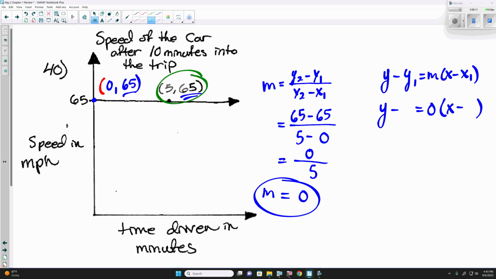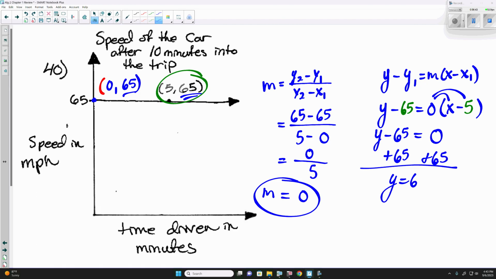Now I'm going to pick the point 5 comma 65. So we'll plug in our y value of 65 and x value of 5. Now we solve it for y. So the first thing I'm going to do is multiply by 0. Well, 0 times x is, well, 0. 0 times negative 5 is still 0. The entire right side of the equation is 0. At this point here, we can add 65 to both sides, telling us y is equal to 65. And that's it. That's all we have to do for any of this here.